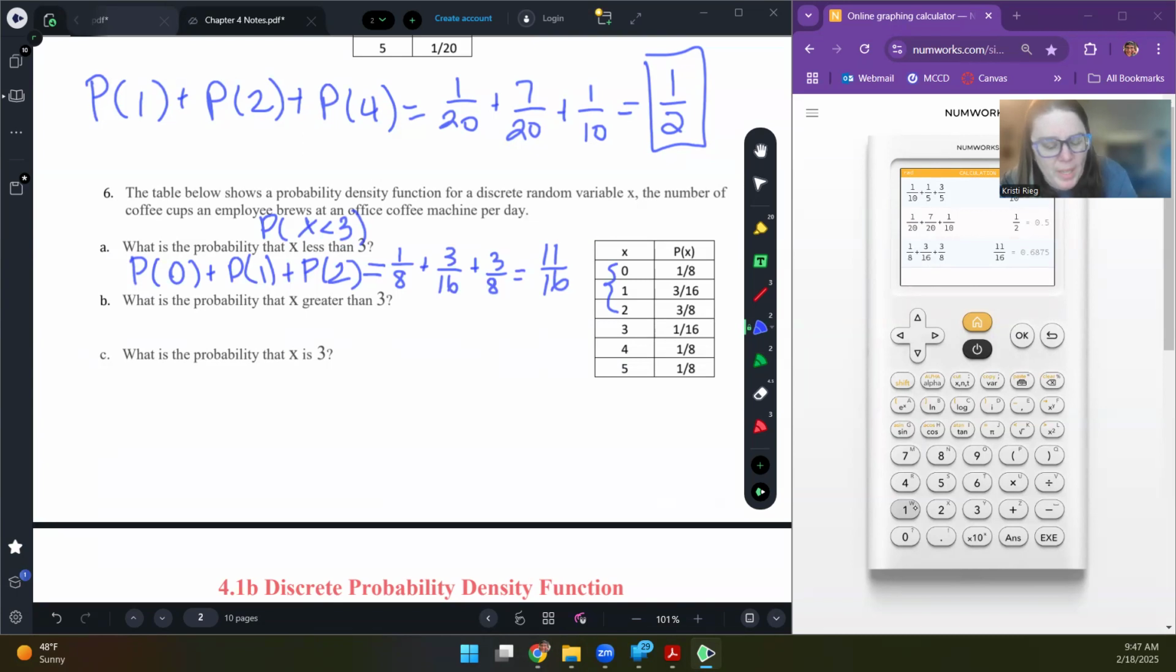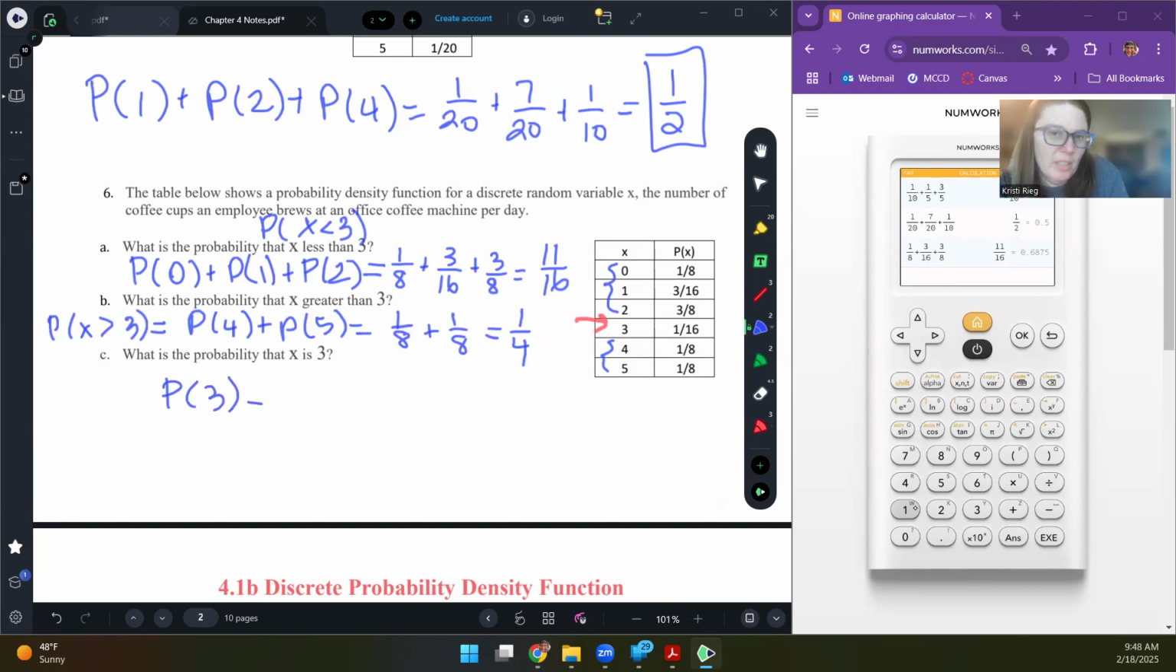All right, what is the probability that x is greater than 3? Again, it doesn't say greater than or equal to. So we only want the probability of 4 and the probability of 5. So that's going to be 1/8 plus 1/8, 2/8. 2/8 equals 1/4. Voila. And finally, what is the probability that x equals 3? That one's the easiest one of all because it just is asking for that single probability. We don't have to add anything. 1/16. Okay, so this was just kind of a summary of everything you never wanted to know about probability.